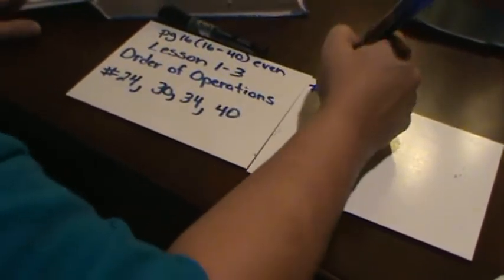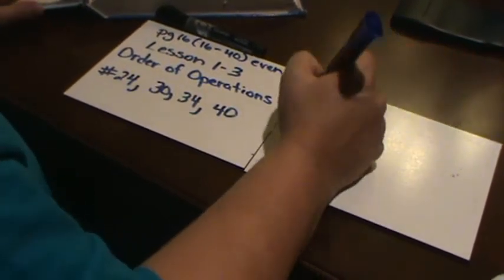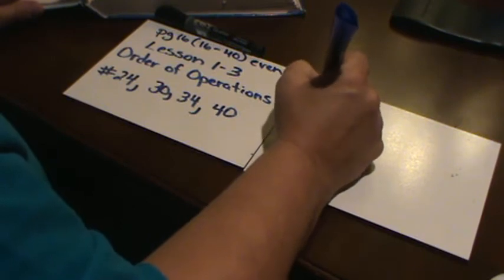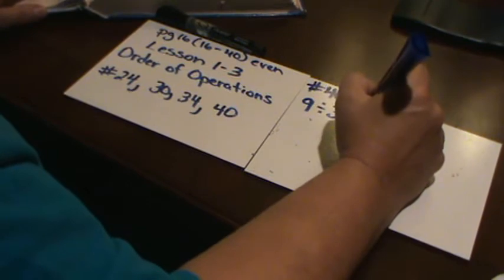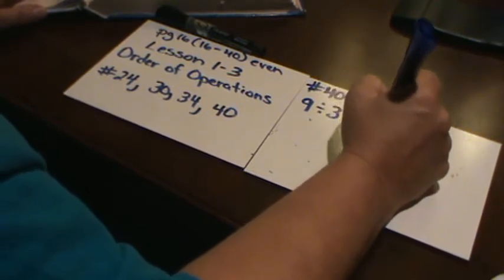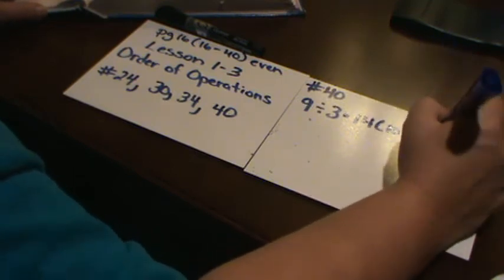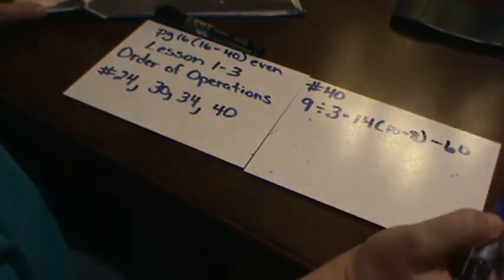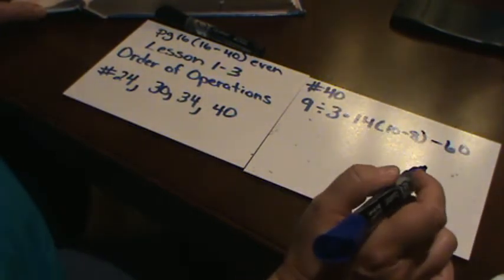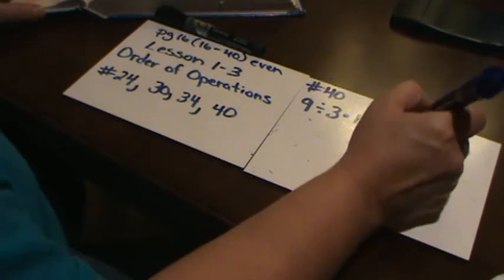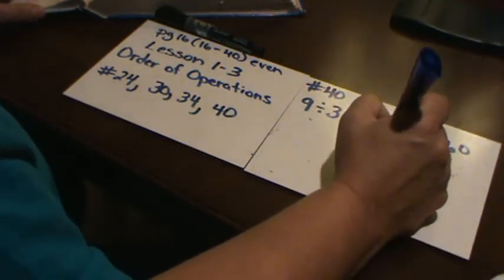And the last problem I'm going to do for you is number 40. Number 40 is 9 divided by 3 times 14, parentheses 10 minus 8 close parentheses, minus 60. Now this one is a little bit longer, but we still do the same thing. I'm going to do all parentheses first. So I'm going to go 10 minus 8 first, and I get 2.